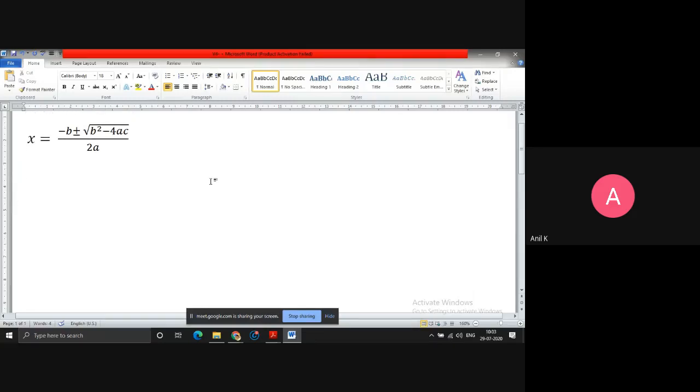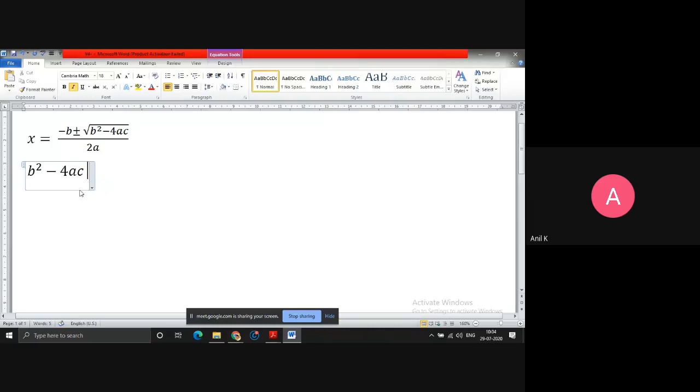Now, if you look carefully at the formula, there is one term under root: b square minus 4ac. So b square minus 4ac can sometimes be negative, sometimes 0, or sometimes positive. If it is negative, that means under root you have a negative number, and we don't know how to solve under root of negative numbers. So there are three cases that arise here. Let me give you the explanation for all three cases.